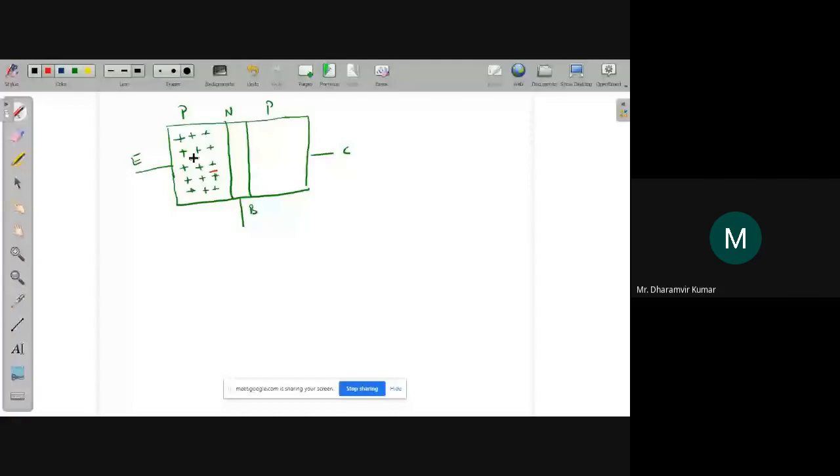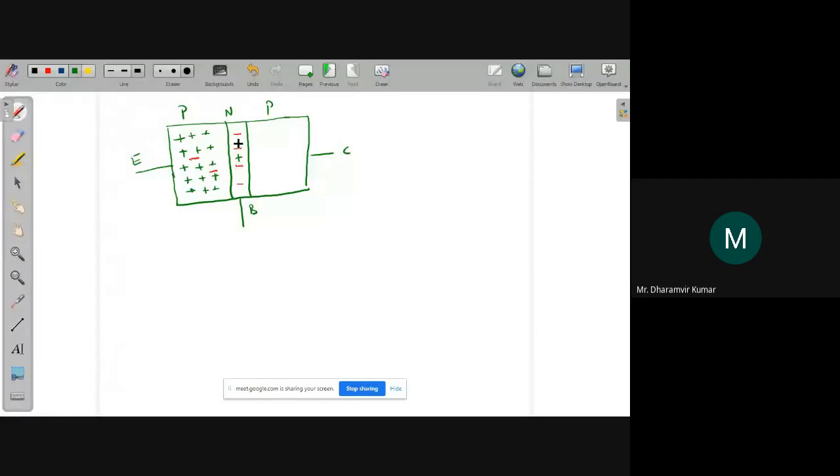At the same time, since the base is n-type, and also remember that the base is very lightly doped as compared to the emitter, it will contain more electrons as compared to the number of holes, because this is n-type. But the number of electrons here would be very less as compared to the total number of holes, because the thickness of the emitter is more, and also the doping level of the emitter is very high as compared to the doping level of the base.